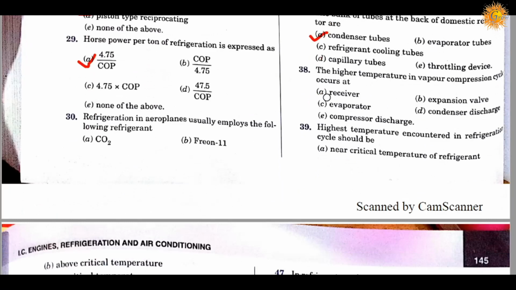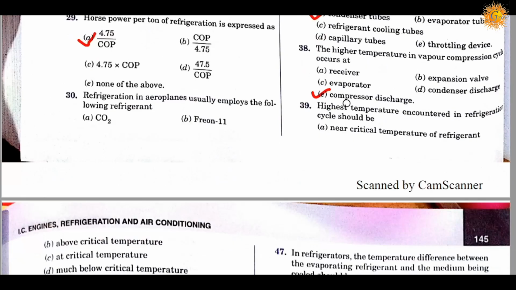Question number 38. The highest temperature in the vapor compression cycle occurs at, option A, receiver. Option B, expansion valve. Option C, evaporator. Option D, condenser discharge. Option E, compressor discharge. So the correct answer is compressor discharge.